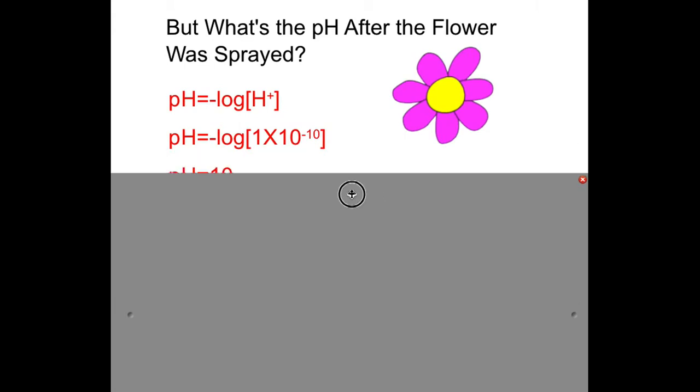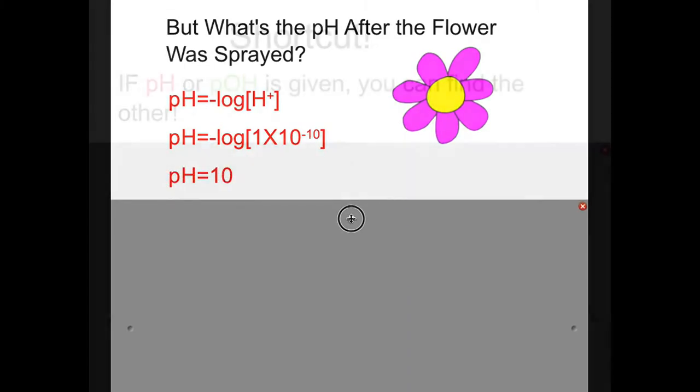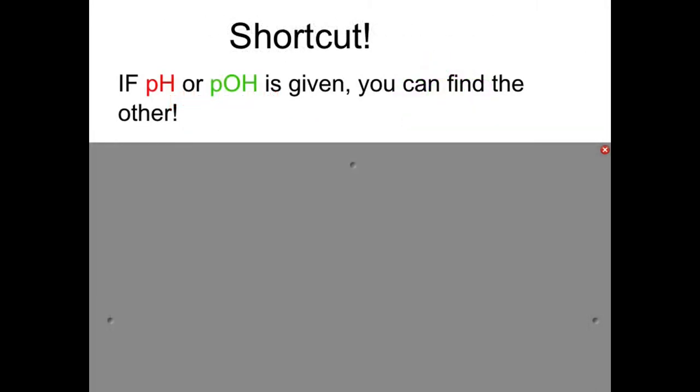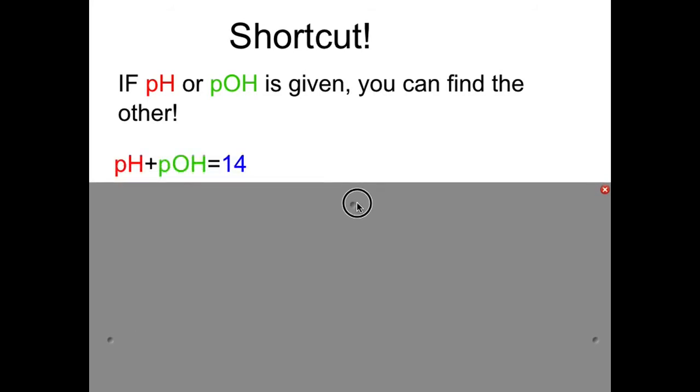Did you get a pH of 10? If you did, good job. Have you determined what the pH and the pOH of the flour was before and after getting sprayed with the ammonia? But what if I told you there was a shortcut for figuring out what pH and pOH is? If you know pH or pOH, you can find the other using a very simple equation. The equation was pH plus pOH equals 14.